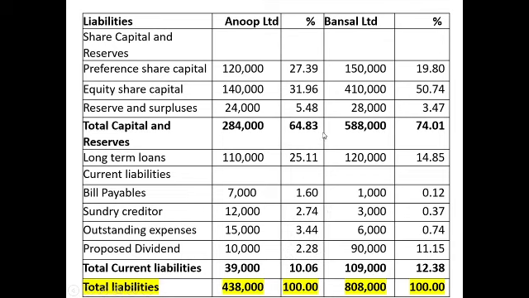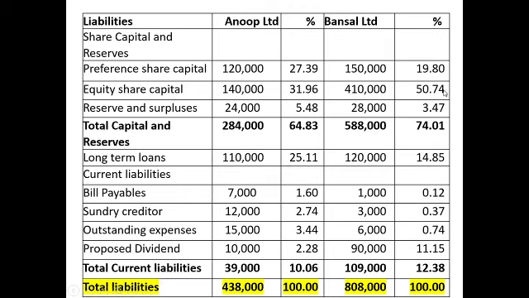64% is shareholders equity, 25% is long-term loan, and remaining 10% is current liabilities. So next set of calculation for Bansal Limited, 19% is preference share capital. So how will we get 19%? 1,50,000 divided by the total 8,08,000. So you will get 19.8%. Next, 50% of equity share capital you are having.